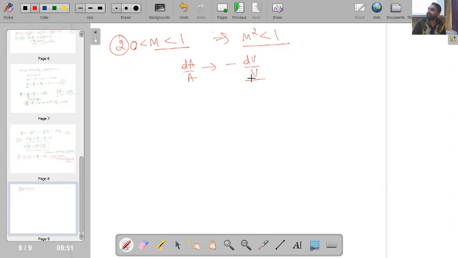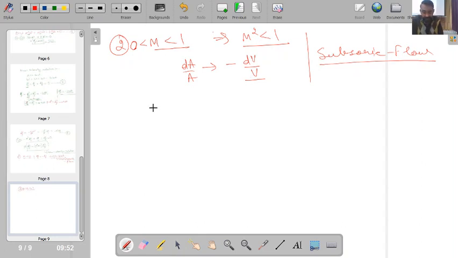Is this point clear? For the range of M from 0 to 1, based on the compressible flow nomenclature, I have nothing but subsonic flow. So I am referring to this situation as the subsonic flow situation. You can see that your area variation is equal to minus of velocity variation. So for the subsonic flow situation, the variation of velocity and area will be opposite.